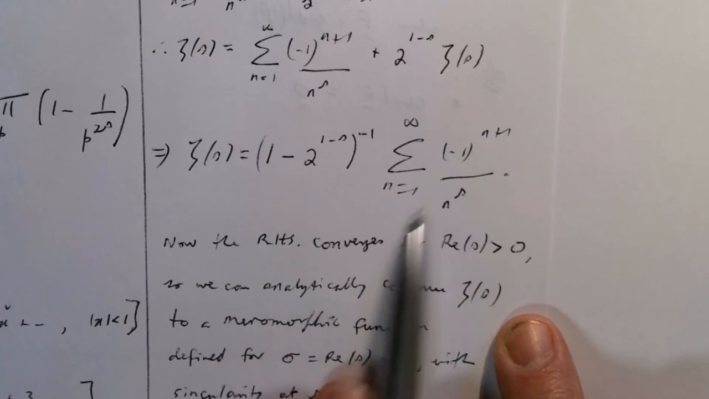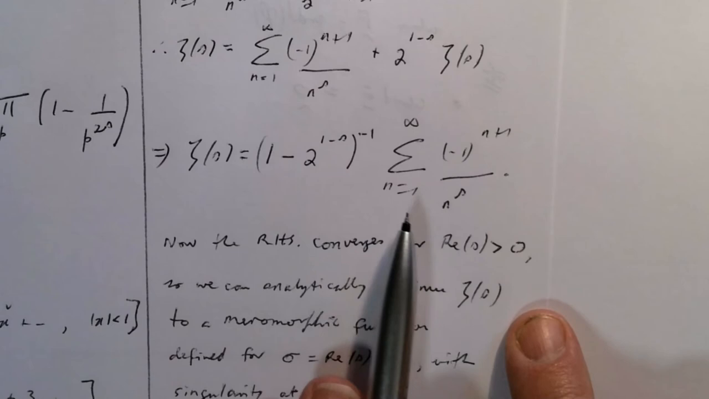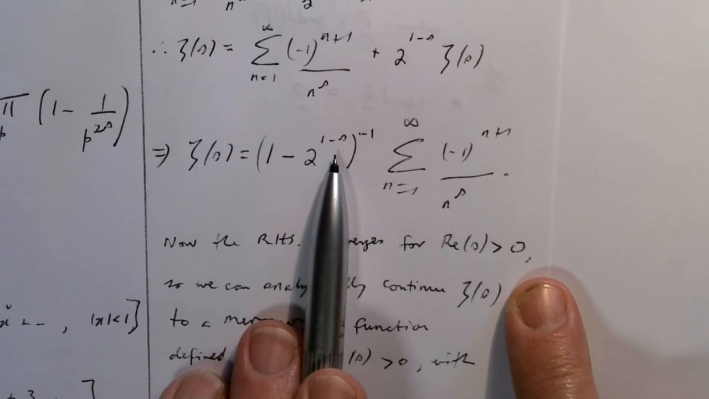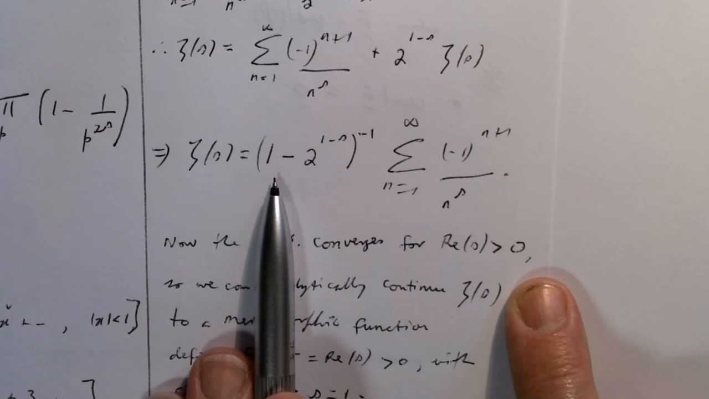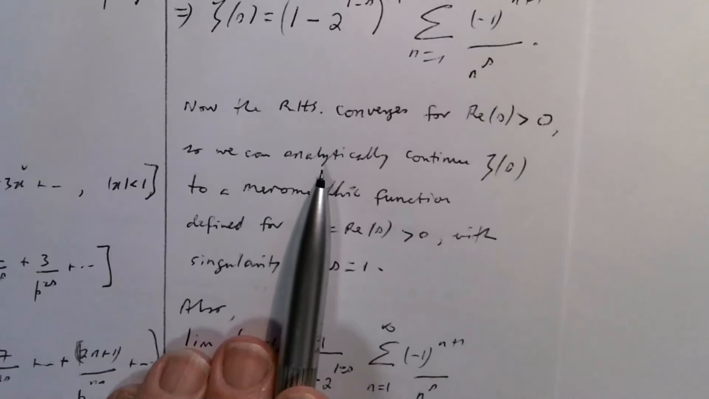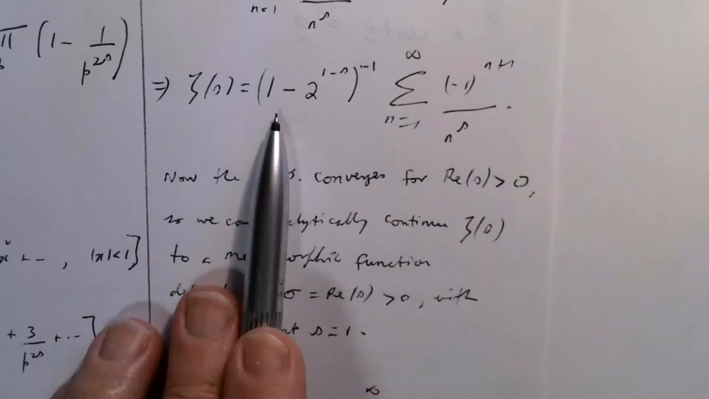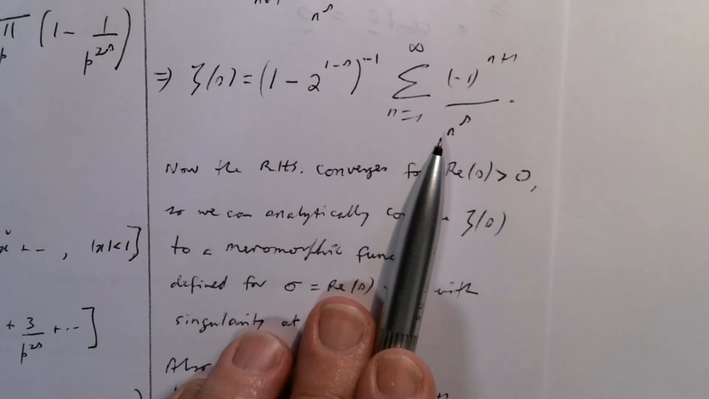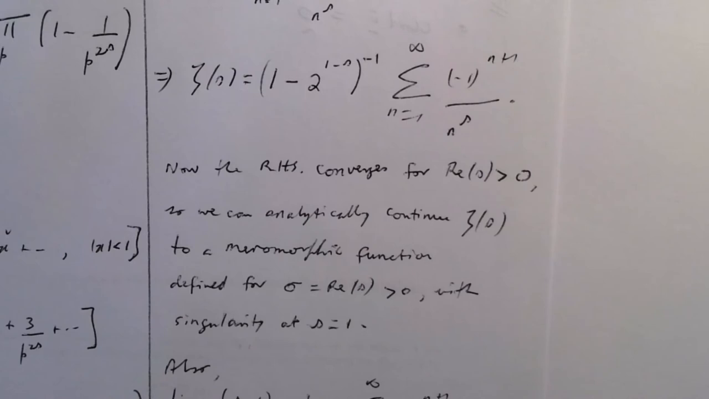Now, for the punchline, this series here happens to converge for the real part of s bigger than 0, as long as s is not 1, because at 1 this thing is not going to exist. But this series converges for the real part of s bigger than 0. So in other words, we can analytically continue zeta of s to a meromorphic function, defined by this formula, and it's got a singularity at s equals 1 because of this term here. This one is fine at s equals 1. This converges at least conditionally to give us log 2, but this one here will have a singularity.